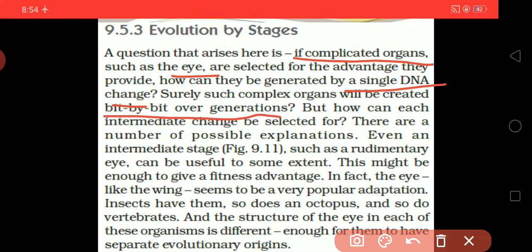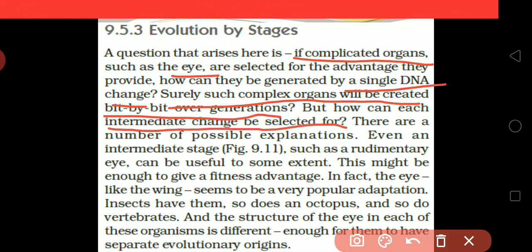Generation by generation, a complex organism can be created, with a little bit of difference. They have a certain difference or characteristic from their parent generation. But how can each intermediate change be selected for?